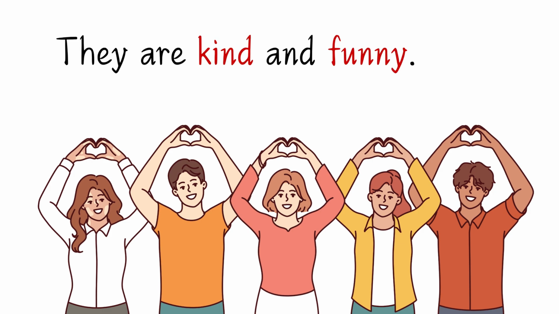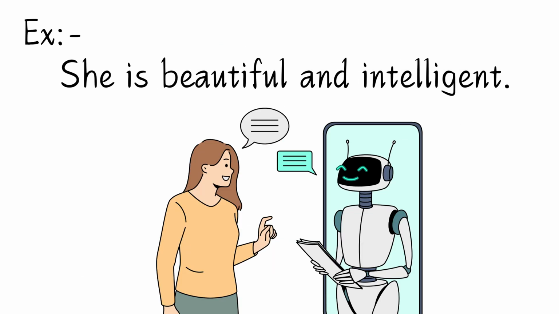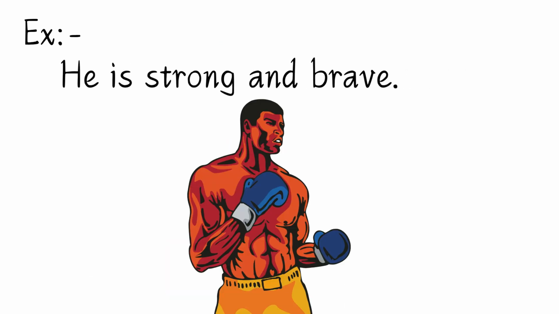Let's look at some more examples. She is beautiful and intelligent. He is strong and brave. What about you? How would you describe your friend? Let's pause for a moment. Write down a sentence about your friend using adjectives.